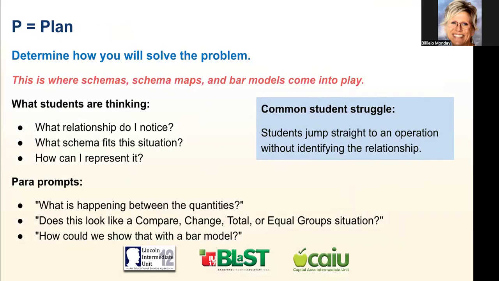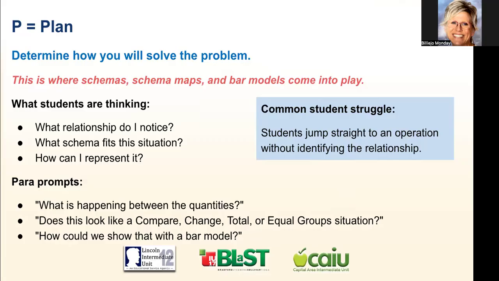For the P in our UPS check is to plan. And this is really where we determine how we're going to solve that problem and where the schemas, schema maps, and bar models come into play. Our students might be thinking here, what relationships do I notice? Or what schemas fit this situation? Or how can I represent it? And we can guide that thought process through our prompts as paras by saying, what is happening between the quantities? Does this look like a compare, change, total, equal group situation? Or how could we show it in a bar model? Because here, a common struggle that we see students having is jumping straight to an operation without really identifying that relationship.